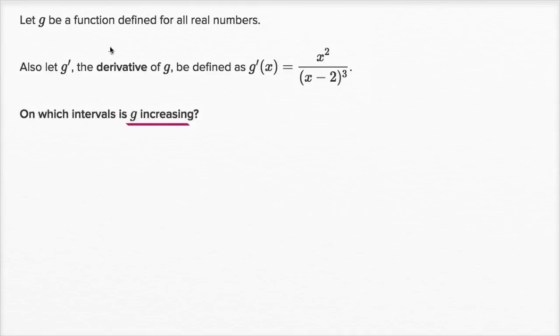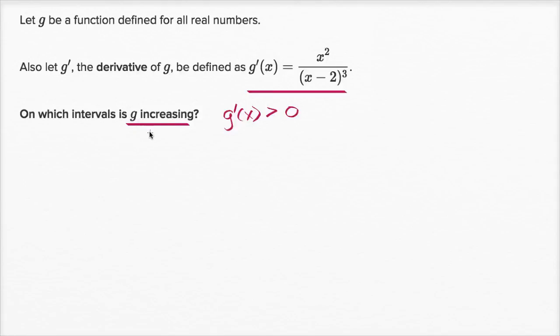Well, at first you might say, well, they don't even give us g. How do we figure out when g is increasing? Well, the answer is all we need is g prime, which they do give us. And saying on which intervals is g increasing, that's equivalent to saying on which intervals is the first derivative with respect to x going to be greater than 0. If your rate of change with respect to x is positive, then your function itself is going to be increasing.